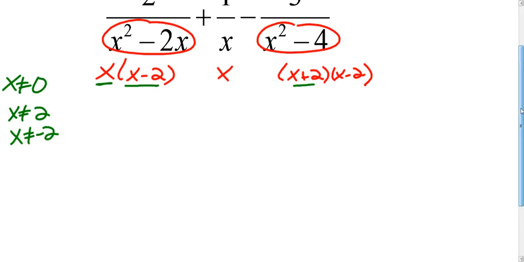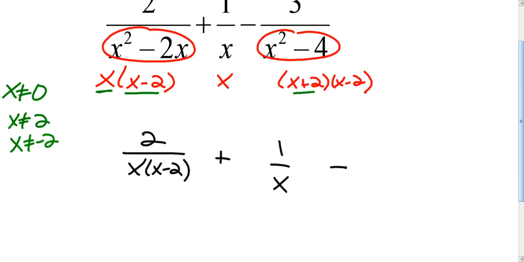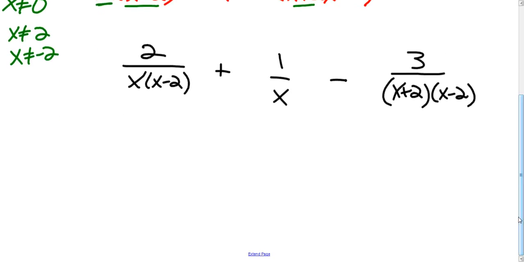I am trying to add these fractions, so I'm just going to rewrite this because it's a little bit sloppy right now. This is what I have: 2 over x times x minus 2, plus 1 over x minus 3 over x plus 2 times x minus 2. Now we want to get our common denominators. If you look at those three fractions, the common denominator would be x times x minus 2 times x plus 2, because those are all the different denominators that you have.